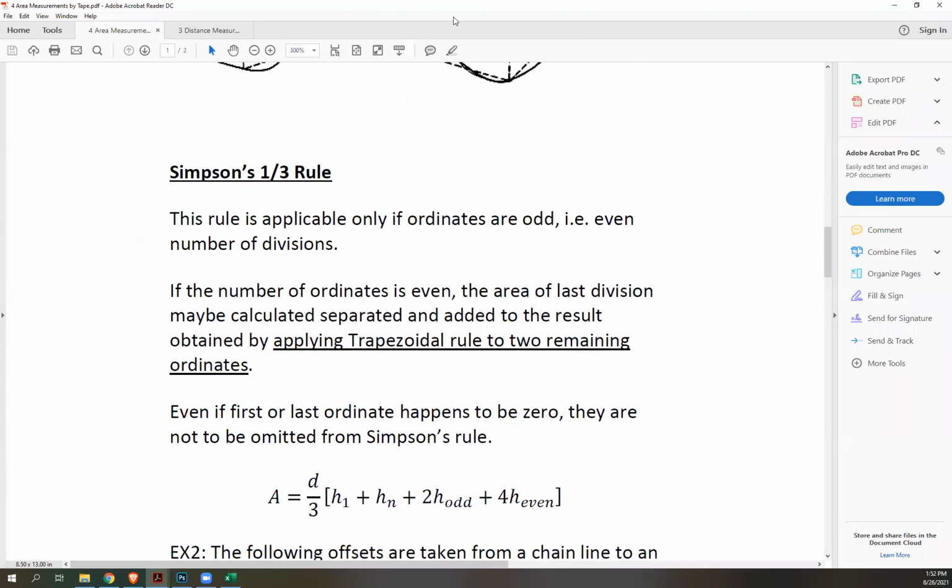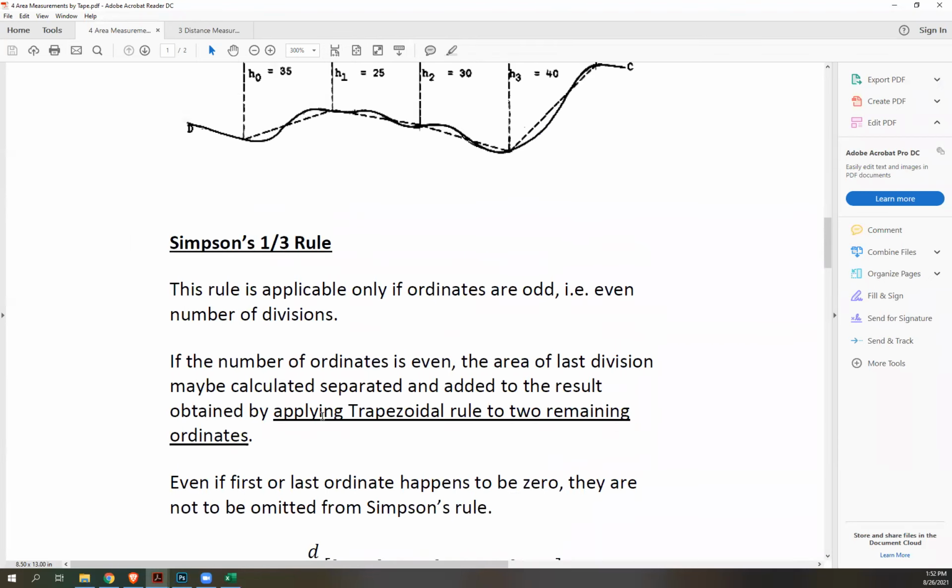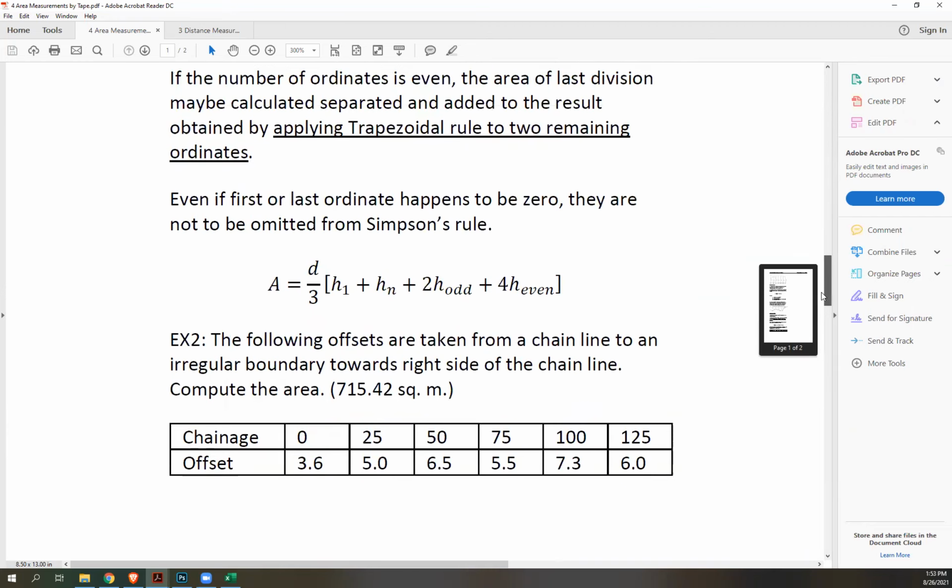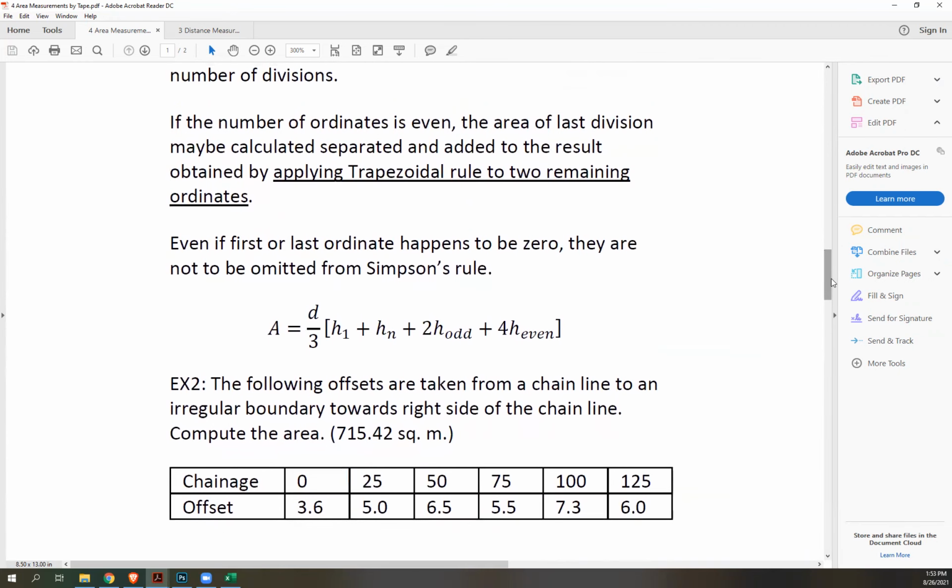Next, let's have Simpson's 1/3 rule. This rule is applicable only if ordinates are odd, meaning there's an even number of divisions. If the number of ordinates is even, the area of the last division may be calculated separately and added to the result obtained by applying trapezoidal rule to the two remaining ordinates. Even if the first or last ordinate happens to be 0, they are not to be omitted from Simpson's 1/3 rule. And this is your equation.